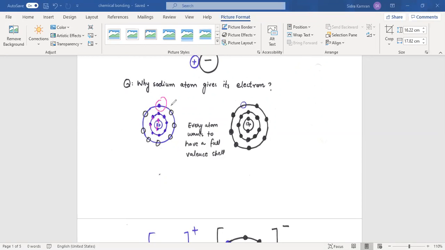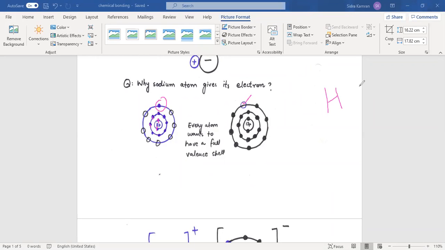These are empty positions. Okay, there is just 1 electron in the third shell of sodium, and this is the atom for chlorine. The first shell has 2 electrons, the second shell has 8 electrons, the third shell has 7 electrons, and 1 space is empty. So as I told you, every atom wants to complete its valence shell.